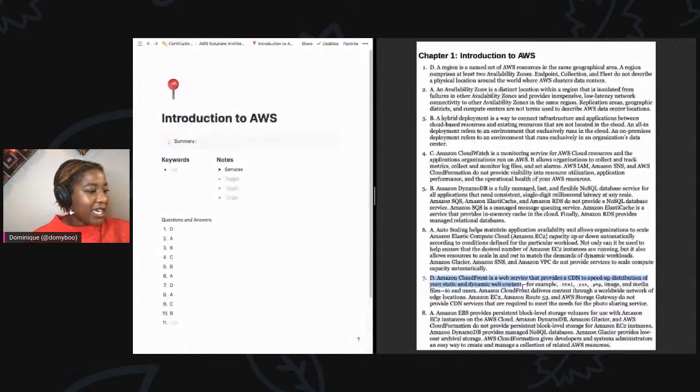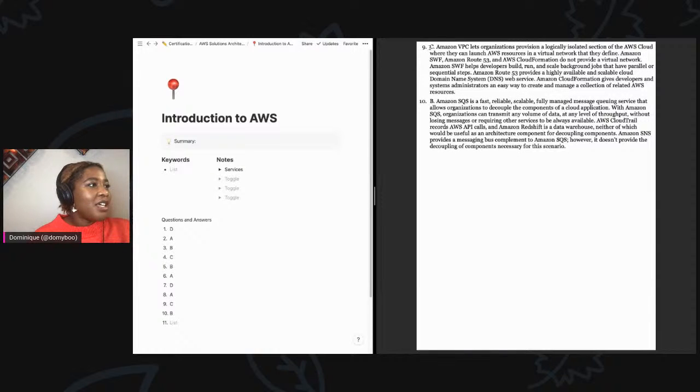Okay, 8 is A. Elastic Block Store, I believe that's what it was called, provides persistent block level storage volumes for use with Amazon EC2 instances, which is perfect because I figured the other ones did not make sense. And CloudFormation, oh, there you go. CloudFormation is a managed collection of AWS resources. I knew that was not it. 9 is C. Your VPC lets you logically isolate your AWS resources. And 10 was B. SQS, I'm glad I got that right, is a fast, reliable, scalable, fully managed message queue service. Cool. I got all 10 right.